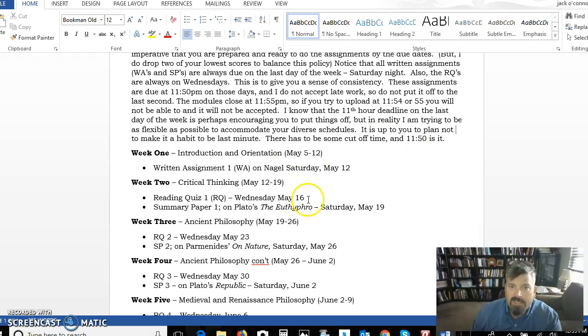So Wednesdays at 11:50 p.m., the window will close for your reading quiz. If you haven't done it by then, 0. Saturday nights at 11:50, the window will close on your summary papers. If you haven't done it by then, 0. Again, I'm not mean, but you gotta say somewhere along the line that the buck stops here.